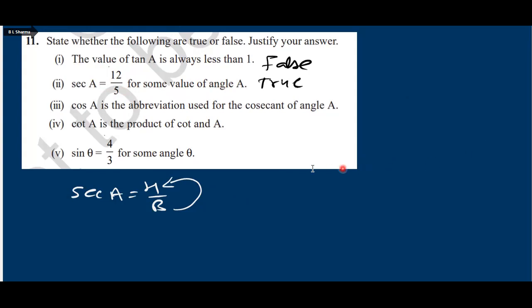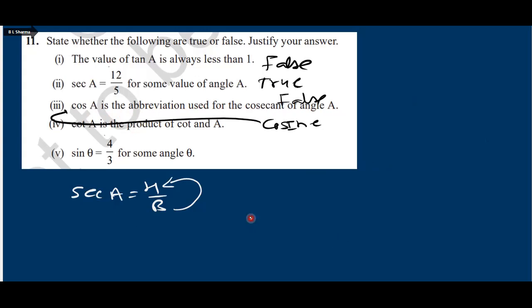The cos A is the abbreviation, short form used for the cosecant. No, कोस का जो होता है शॉर्ट फॉर्म वो होता है कोसाइन से. कोसाइन से बना है हमारा कोस. सो दैट इज फॉल्स. Cosine. So that means false.